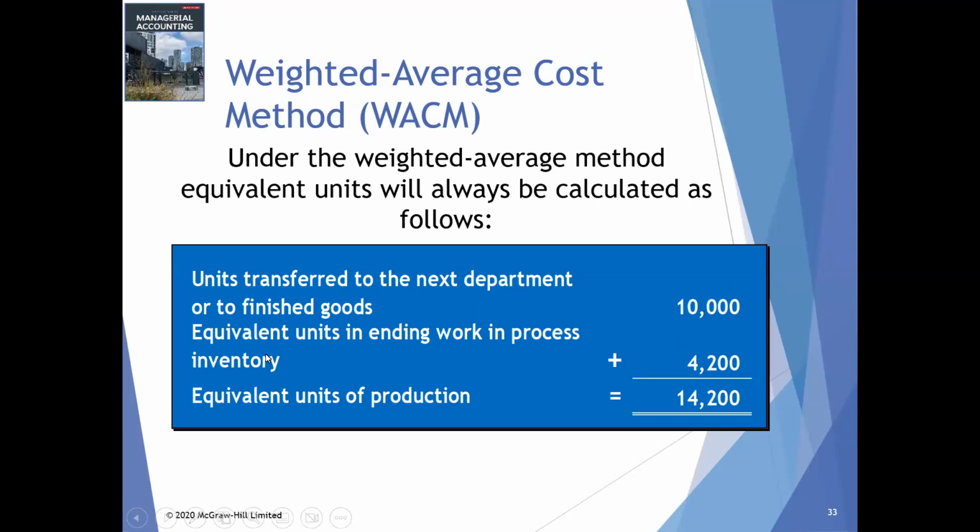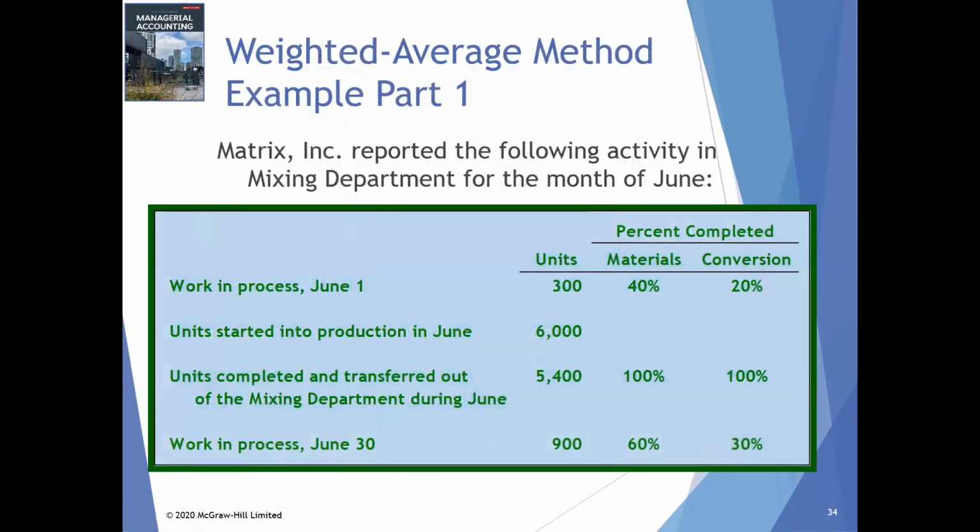Next, we will add equivalent units in ending work in progress inventory. I'm stressing this closing stock, ending work in progress inventory, right? So first the units transferred and second the ending inventory. These two will be added and considered as the equivalent units of production in case of the weighted average cost method.